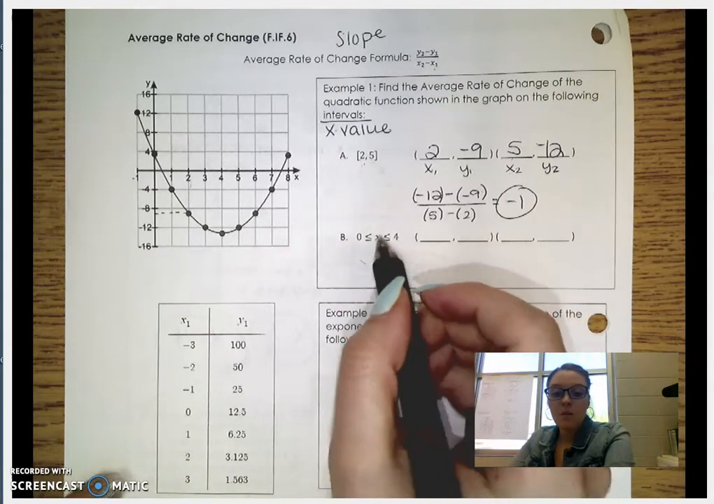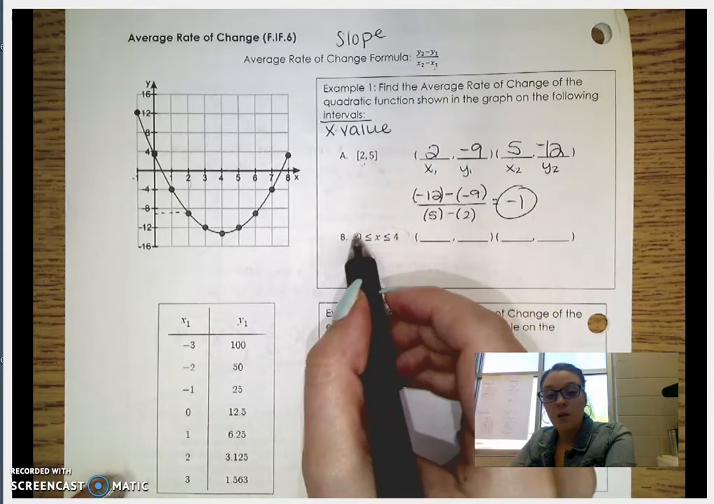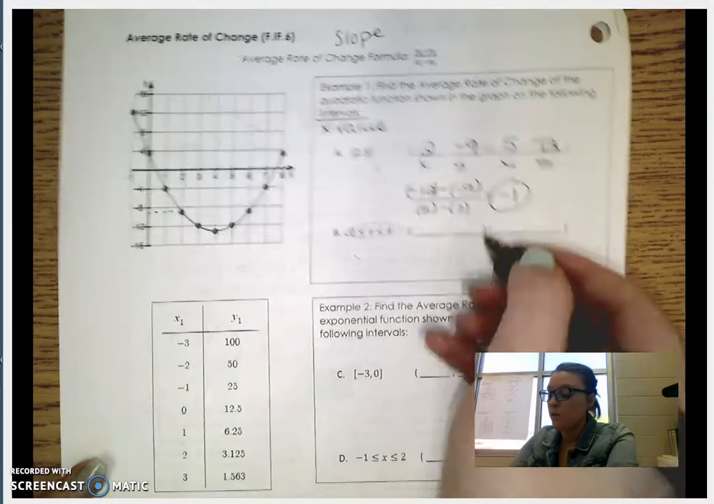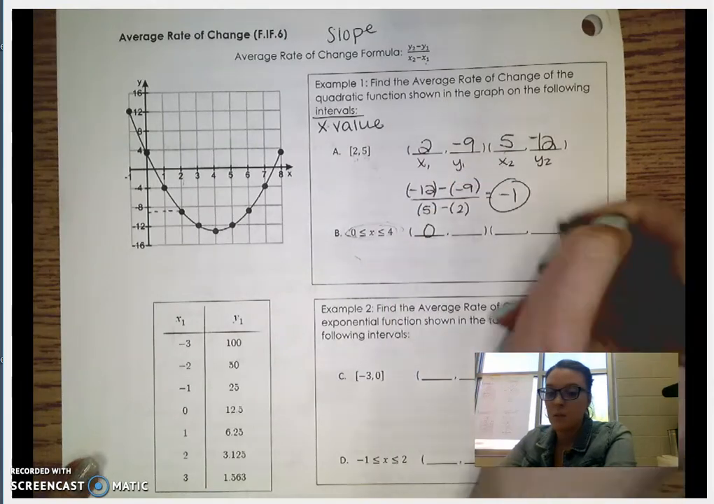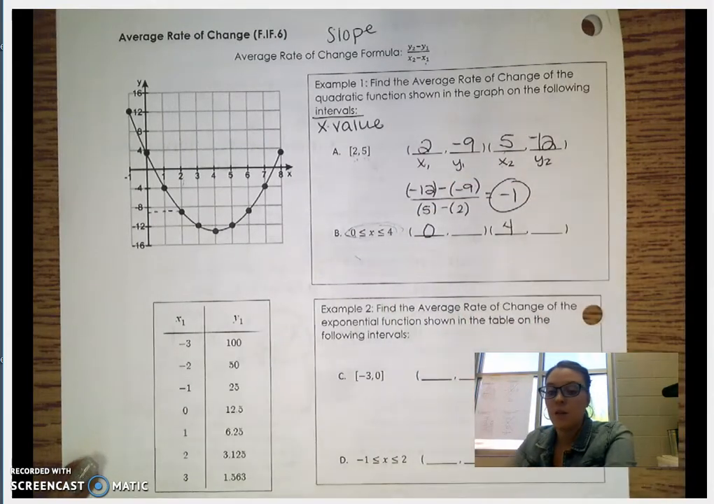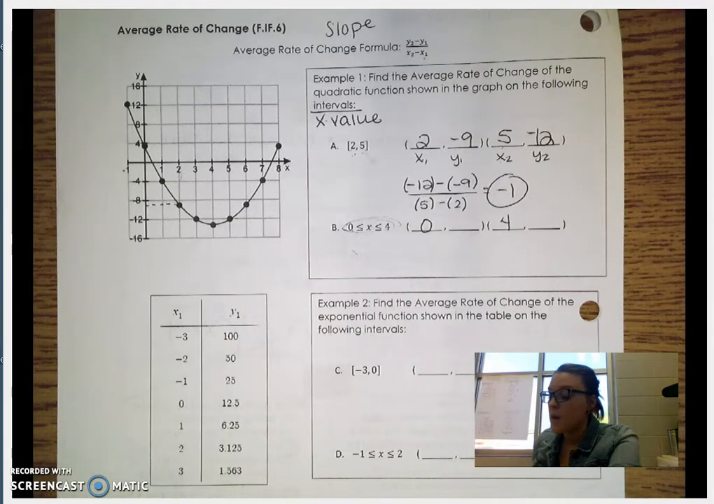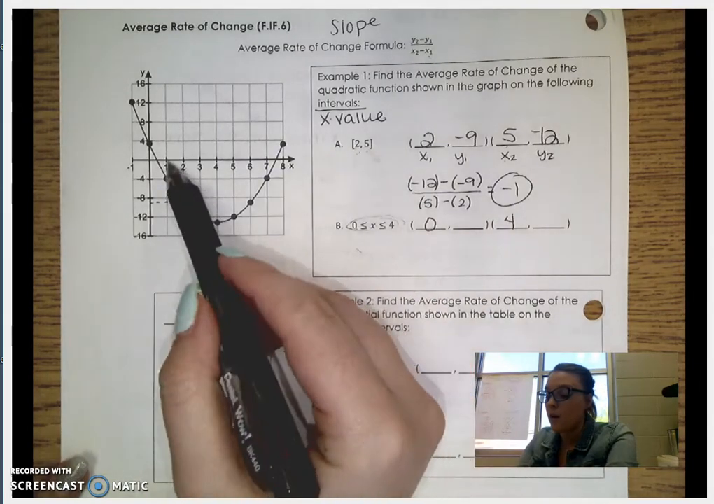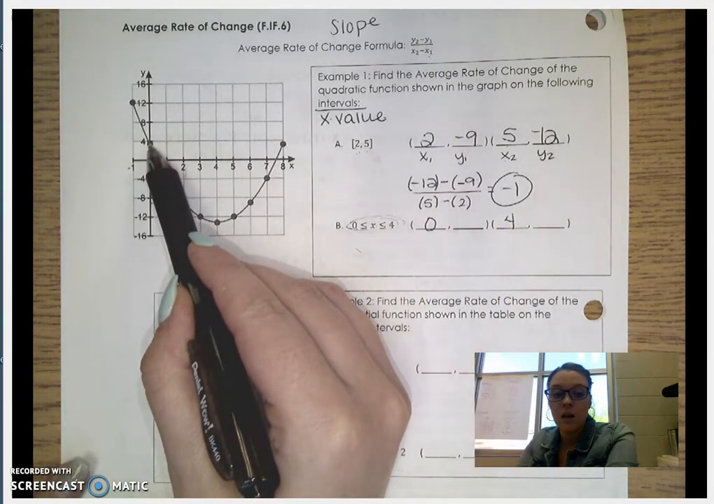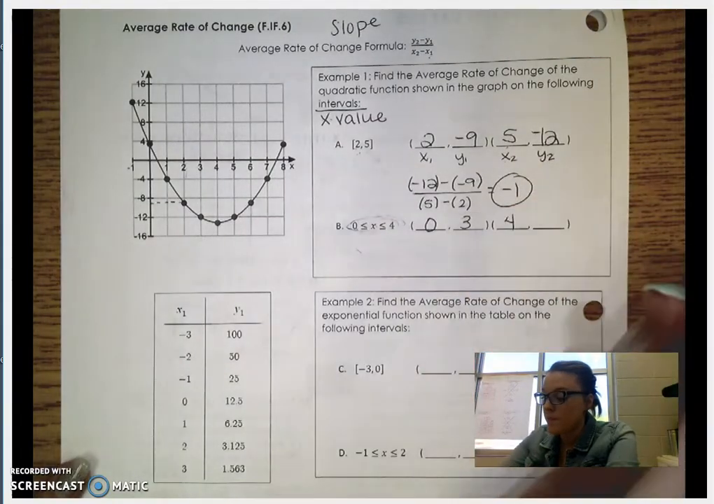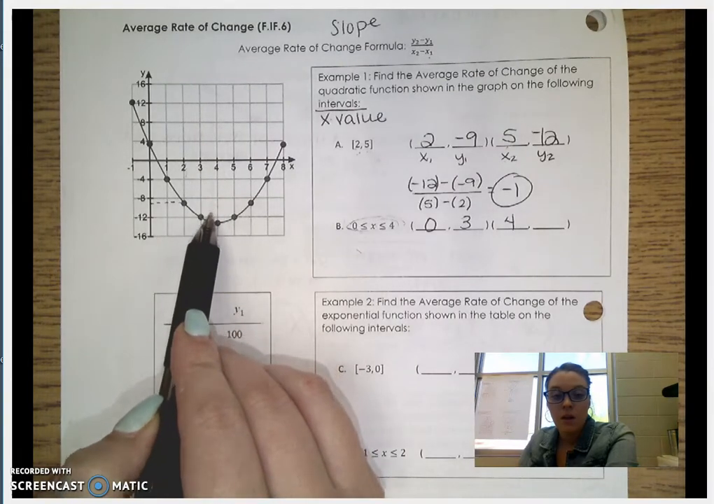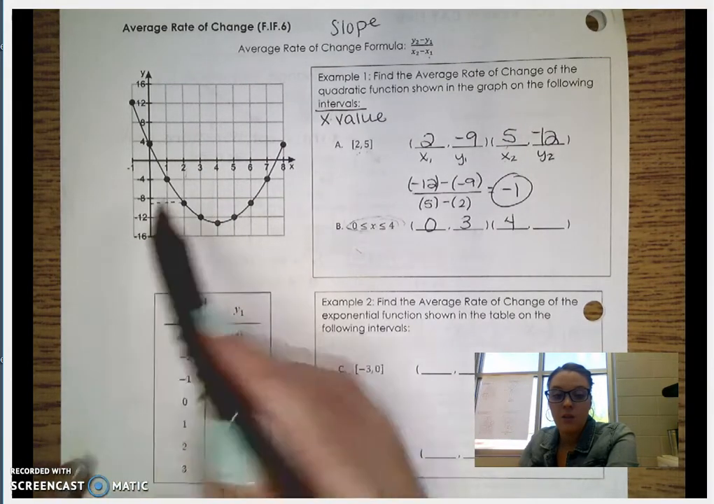Now we're going to do the same thing, but this is a different way for them to write intervals. Remember, your intervals are going to be x values, so it wants it from 0 to 4. So my first coordinate pair needs to be 0. My second coordinate pair needs to be 4. First, I have to find my y values that correspond with these x values. So the y value that corresponds with x equals 0 is right here at 3. And the y value that corresponds to x equals 4 is down here at -13.